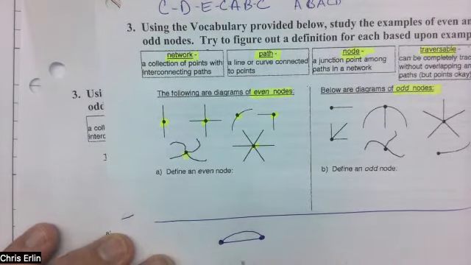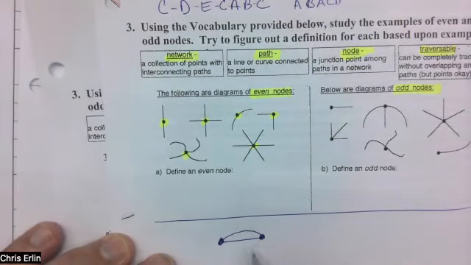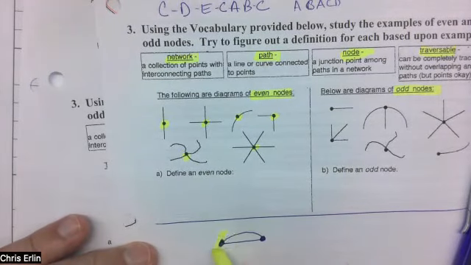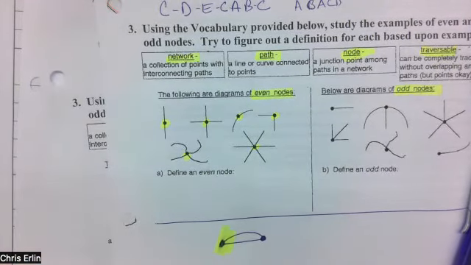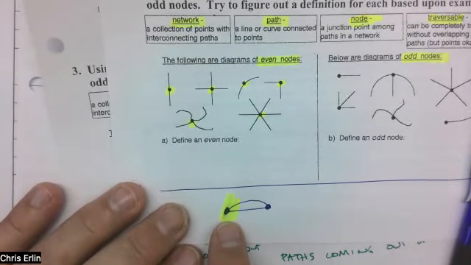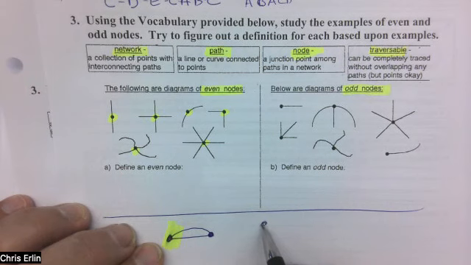So this is an entire network now. It only has two nodes and two paths, but I'd like to ask you on the count of three, I want you to tell me out loud, even or odd for this node. Is this an even node or an odd node? One, two, three. Even. Even, excellent. There's two paths coming out of it. Here's the one that messes with people.